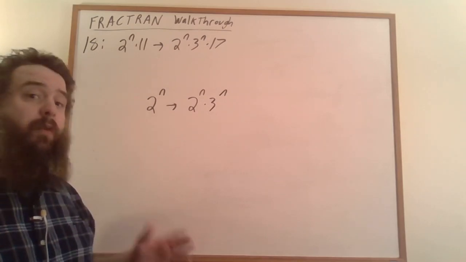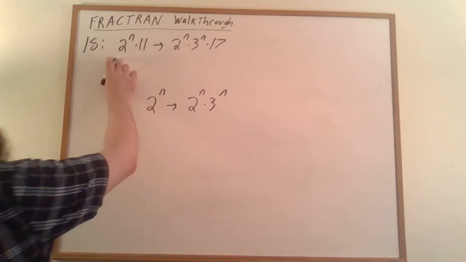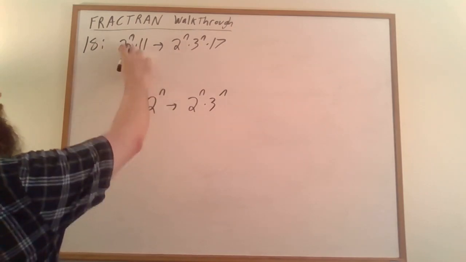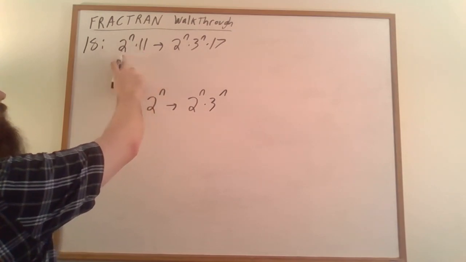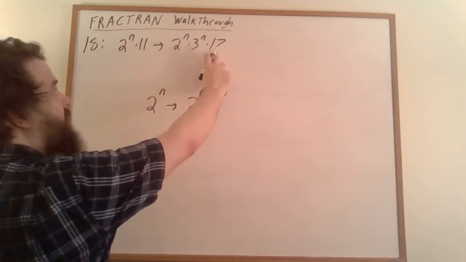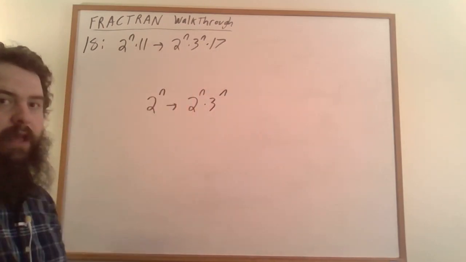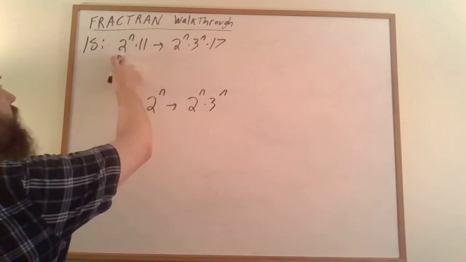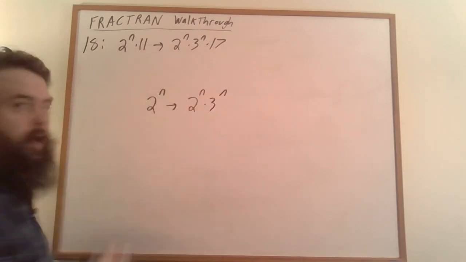But having control primes allows us to avoid that situation. Our program is going to do one thing when it sees 2 to the n times 11. When there's an 11 present, it knows to do one thing to 2 to the n's, and when there's a 17 present, it knows to do something else to 2 to the n's. So it's not going to try to do whatever it did to the original input to the output.